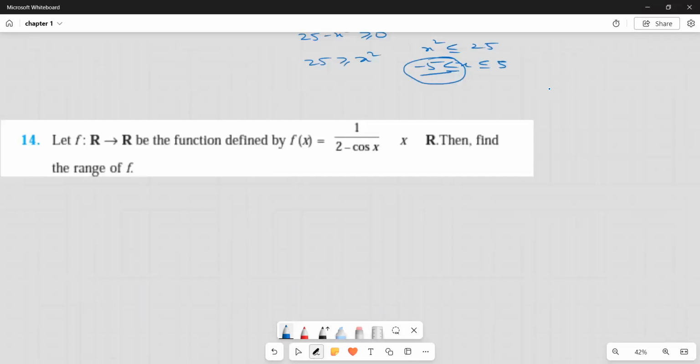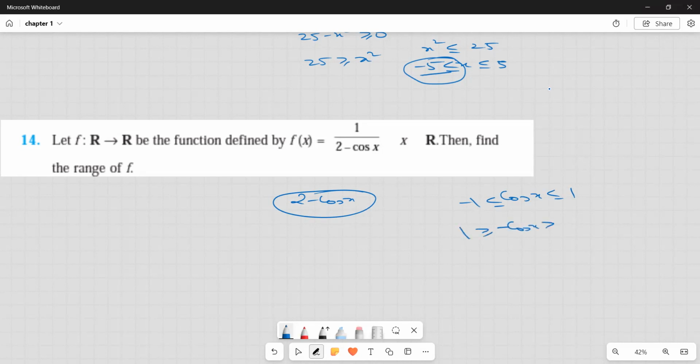Next, find the range of this. So first take 2 minus cos x. You have to find this. So cos x lies between minus 1 to 1. I need minus cos x. So if I multiply by minus, the inequality changes. So this will become 1 greater than this. Then I have to add 2 to get 2 minus cos x. So add 2 to all. So this will be 3 and this will be 1.